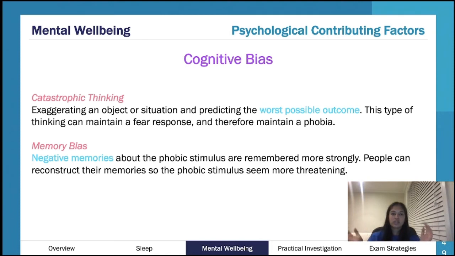Just think, what is catastrophic thinking, memory bias, and link that, rather than just learning that catastrophic thinking is this thing without actually understanding the term. Hopefully that made sense. I feel like that was a really bad way of explaining it. But okay, so catastrophic thinking is thinking that everything is going to be a catastrophe.